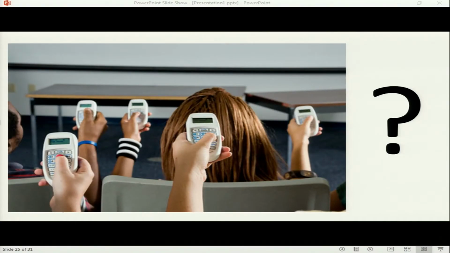Classroom response system. When I mention classroom response system, because that's why we are here today, to show you some classroom response systems, what comes into your mind? Just one word. It can be anything. Anything.